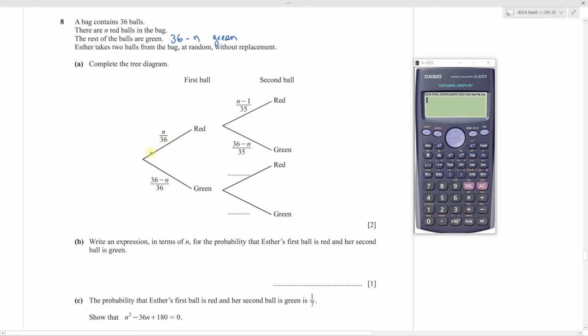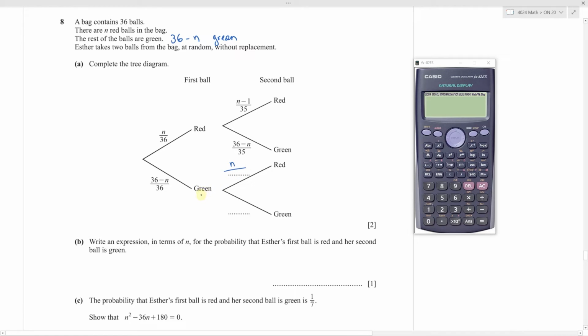So the probability of getting a red ball on the first try is n over 36 because there are n red balls and 36 total. And then, as I mentioned earlier, 36 minus n green balls over 36 total balls will be the probability of getting the first ball of green color. Now these are the two remaining values that we have to fill. So if you pick up the first ball and it is green, how many red balls are left? Since the first one you picked is green, there are still n red balls remaining.